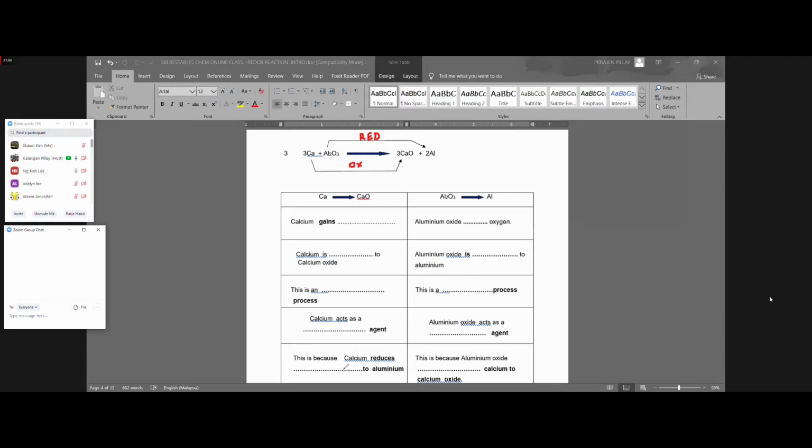Aluminium oxide to aluminium. That's why, okay? Is calcium the reducing agent? Okay. Aluminium oxide, what's the word? Oxidizes. Okay, calcium to calcium oxide. Okay, we have done that already.